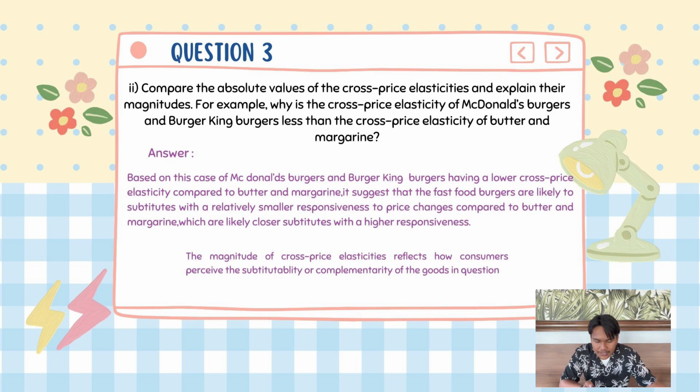cross price elasticity compared to butter and margarine, it suggests that the fast food burgers are likely substitutes with a relatively smaller responsiveness to price changes compared to butter and margarine, which are likely closer substitutes with a higher responsiveness. The magnitude of cross price elasticity reflects how consumers perceive the substitutability or complementarity of the goods in question. So that's all for me.